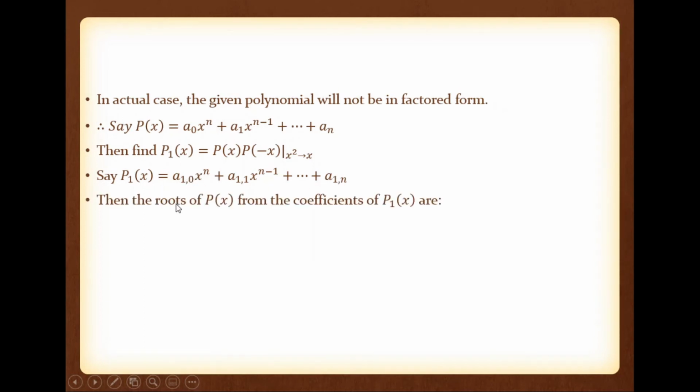So that is, the roots of p from the coefficients of p1 is square root of absolute value of a1,j divided by a1,j minus 1 for j equal to 1, 2, etc. n. Is it okay?